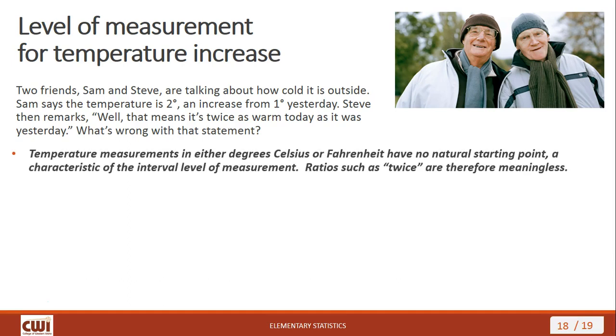Okay, well, just as we just discussed with temperature measurements for degrees Fahrenheit, but also for degrees Celsius, it doesn't matter what you're talking about here. There's no natural starting point, okay? This is a characteristic of the interval level of measurement. Ratios such as twice are therefore meaningless. And that's the thing. Why would you use a word that describes a ratio when the level of measurement is not ratio level of measurement? That's what's wrong here. It's very inconsistent.